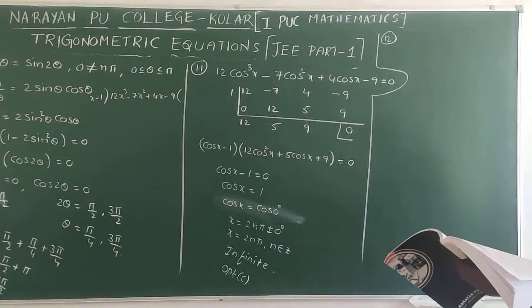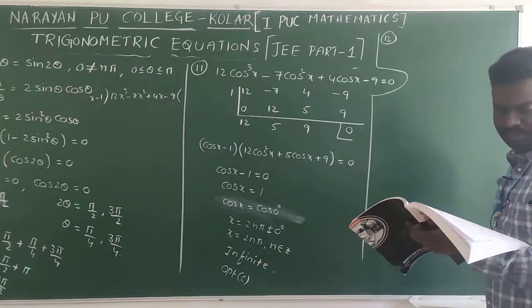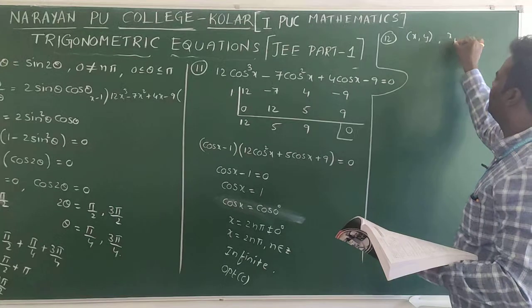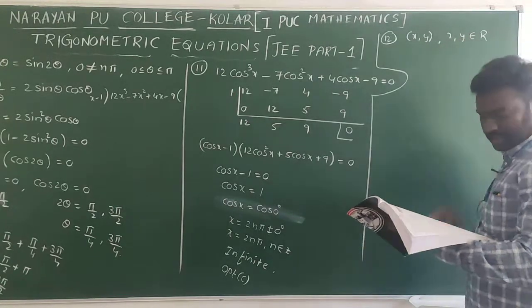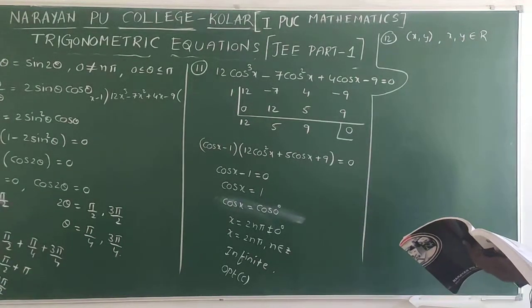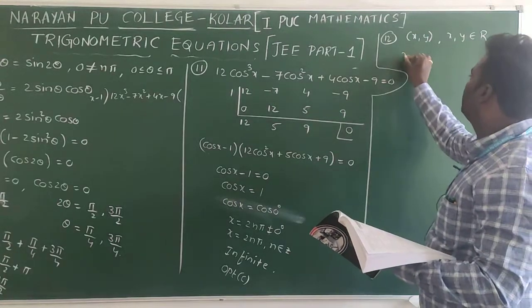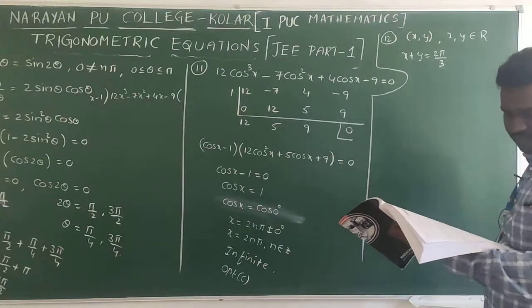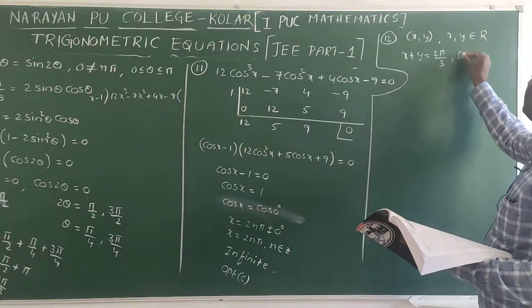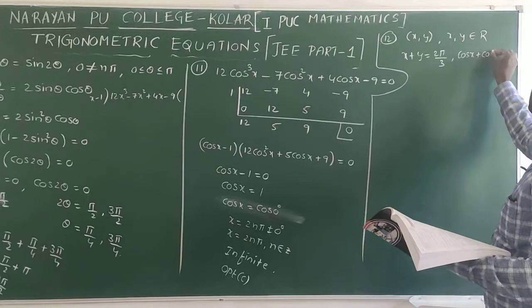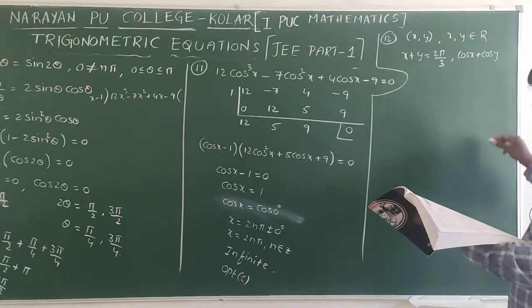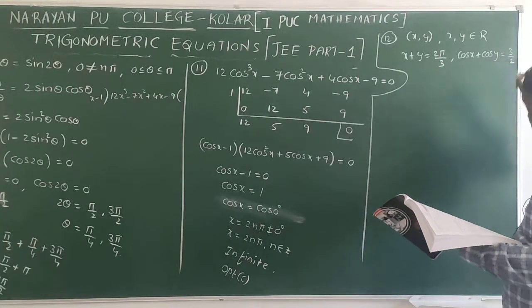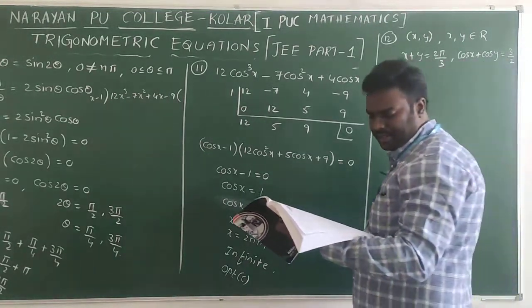In 12th question, the number of all possible pairs (x, y) such that x and y are real numbers satisfying the system of equations x plus y equals 2π/3 and cos x plus cos y equals 3/2. The number of all possible ordered pairs we need to find.